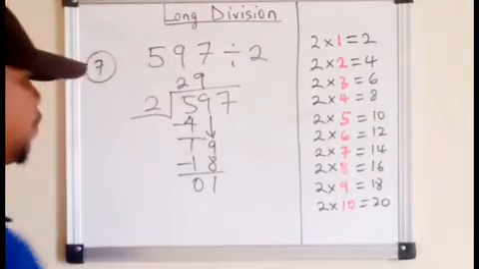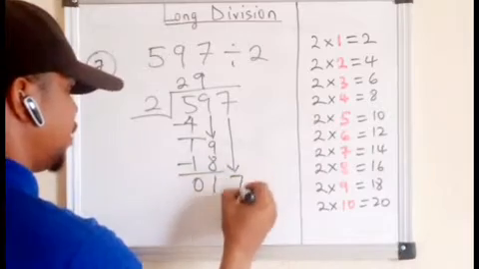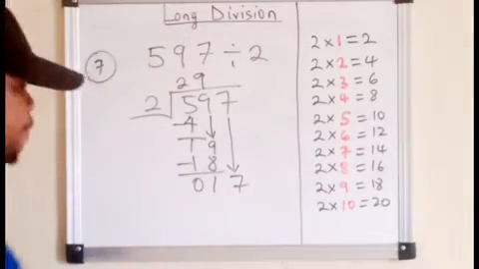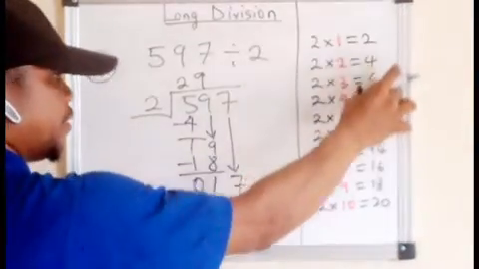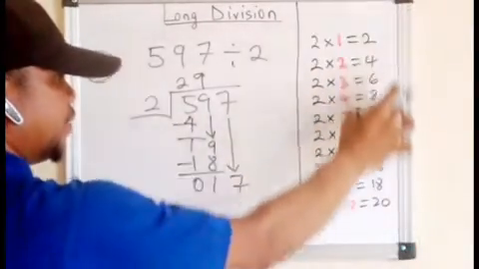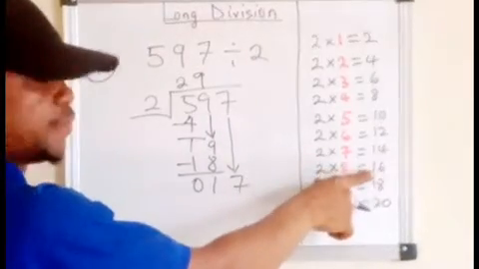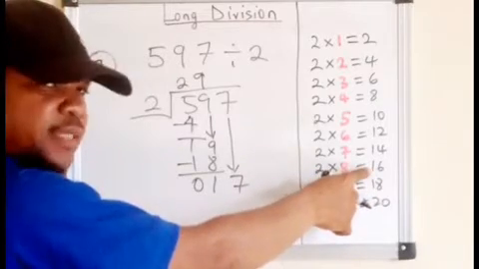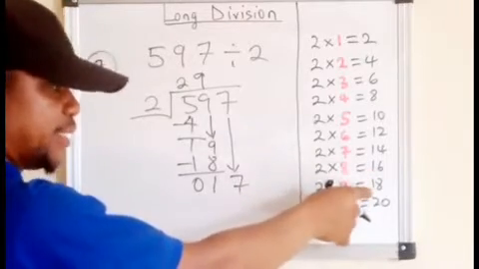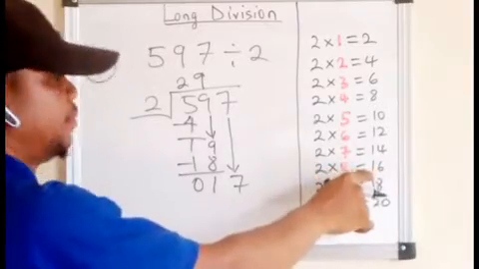So finally, we bring down the next number, the last digit, which gives us 17. The 1 and the 7 will be 17. We search for 17 here. There is no 17. But we have 16 there, which is smaller than 17, and the next number after 16 is bigger than 17. So we have to go back one step and pick 16.